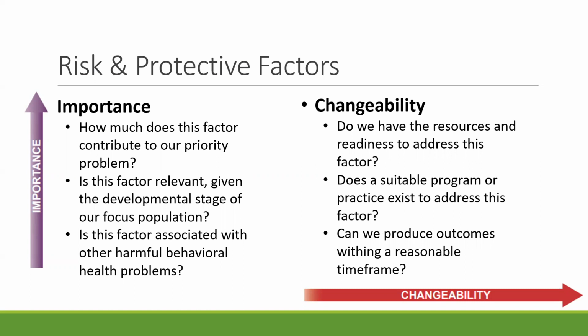Again, we want to prioritize factors that are high in both importance and changeability. Sometimes no factors are high in both categories. In that case, we want to prioritize factors with high importance and low changeability, since important factors contribute significantly to priority substance misuse problems, and addressing them is more likely to make an impact. However, in some cases, a community may choose to address a factor with low importance and high changeability because doing this can give the community a quick win, helping to raise awareness, support, and community capacity to address more important factors.